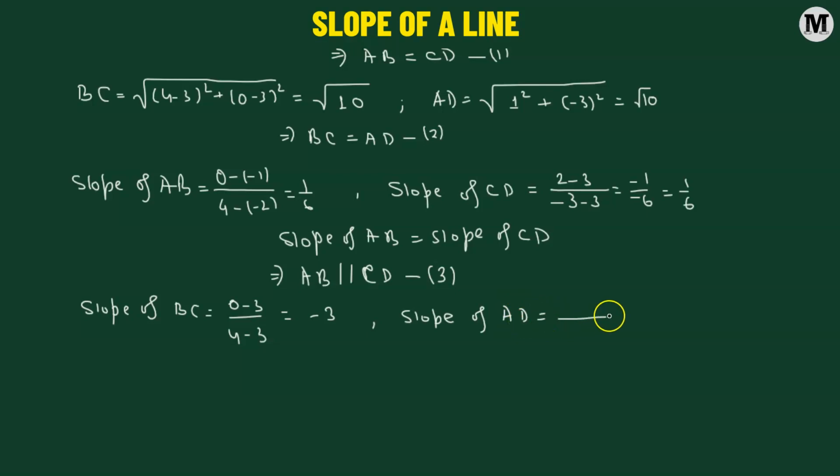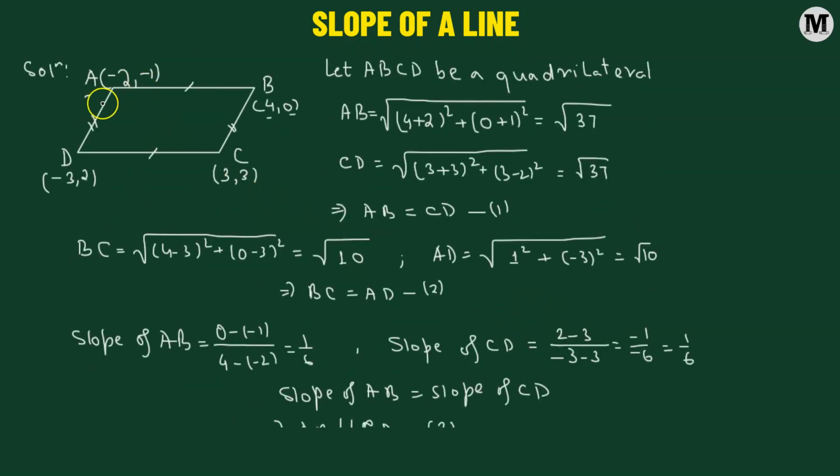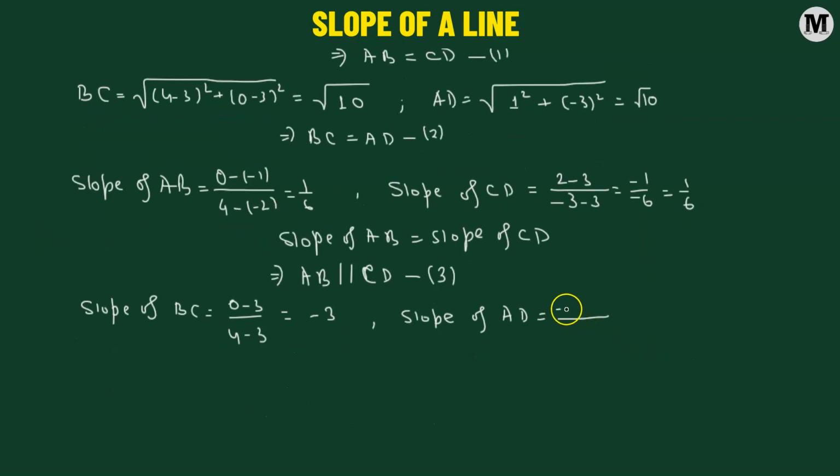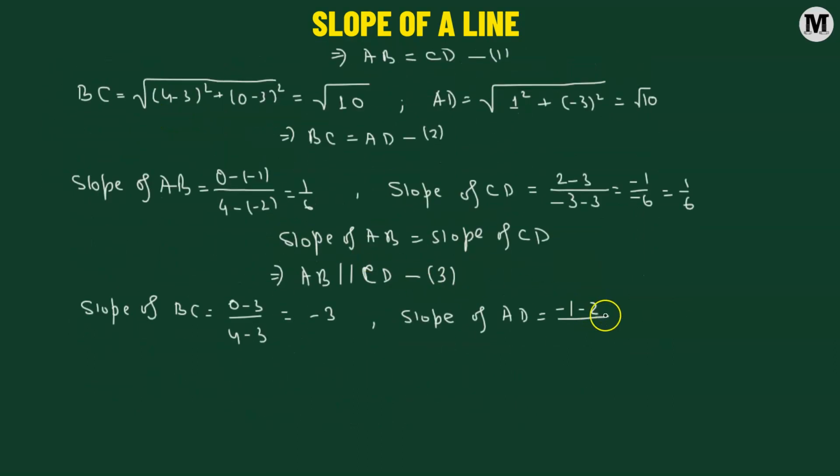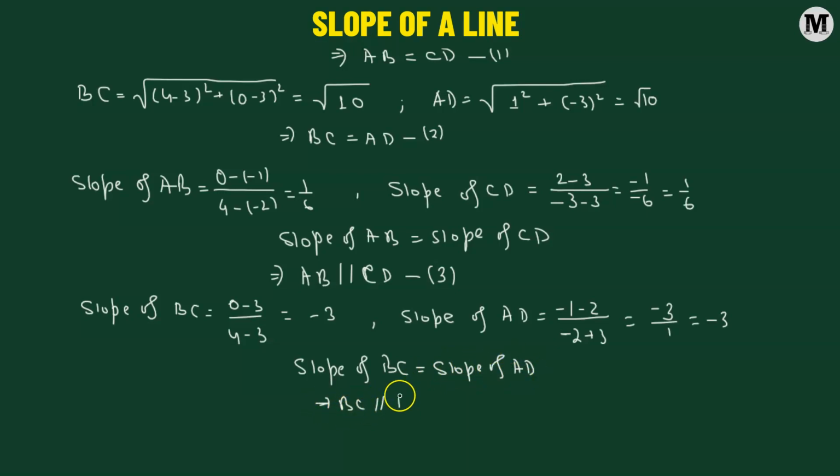Let's find out the slope of DA or AD. It will be the same thing. So here we take the difference of the y coordinate divided by the difference of the x coordinate. So the difference of the y coordinate will be -1 minus 2, divided by -2 plus 3. So that's going to be equal to negative 3 divided by 1, or simply negative 3. So here we have obtained that the slope of side BC equals the slope of side AD. So that means that BC must be parallel to AD.